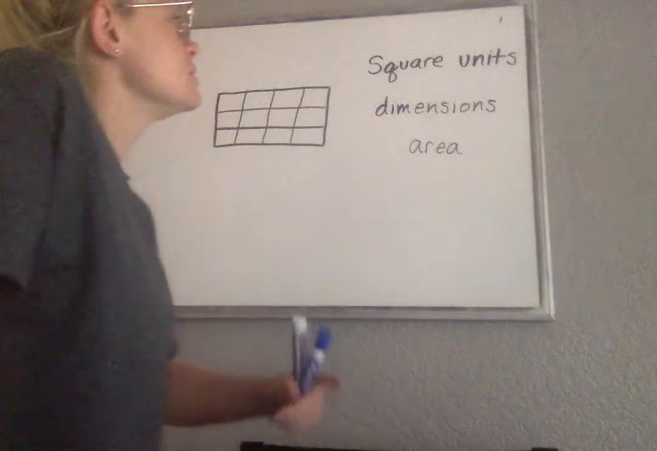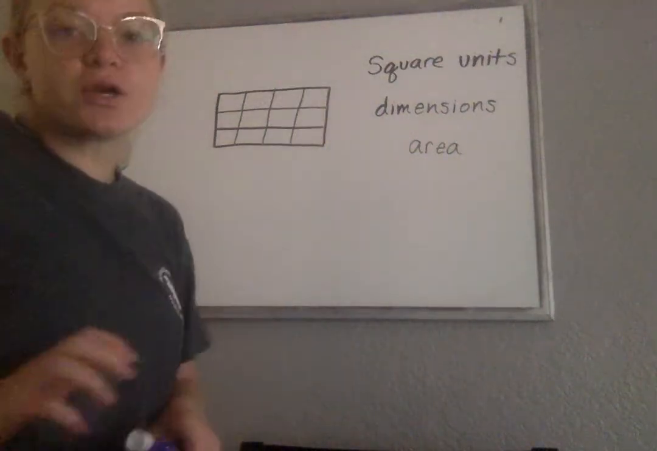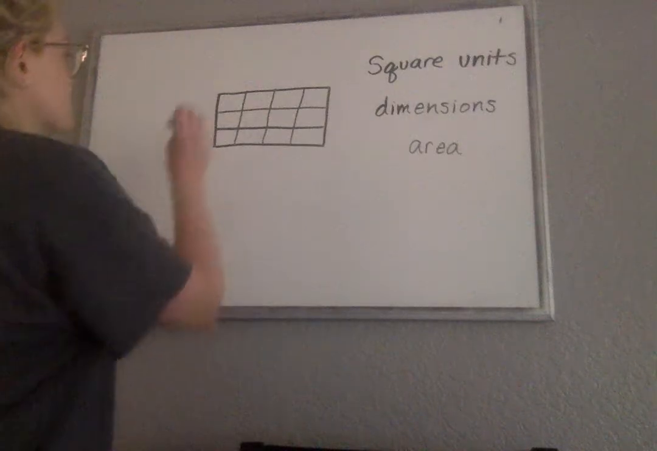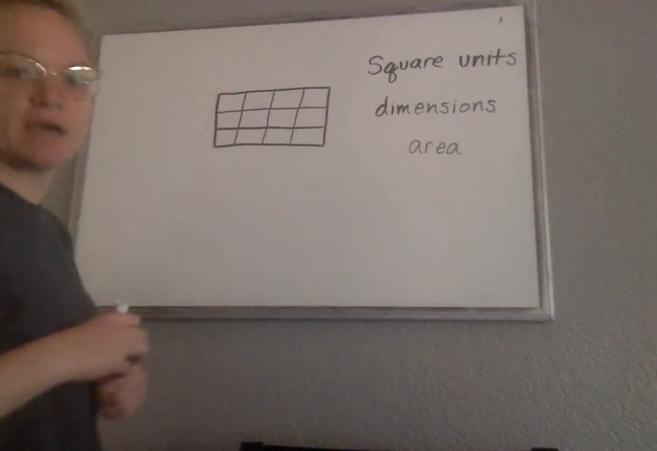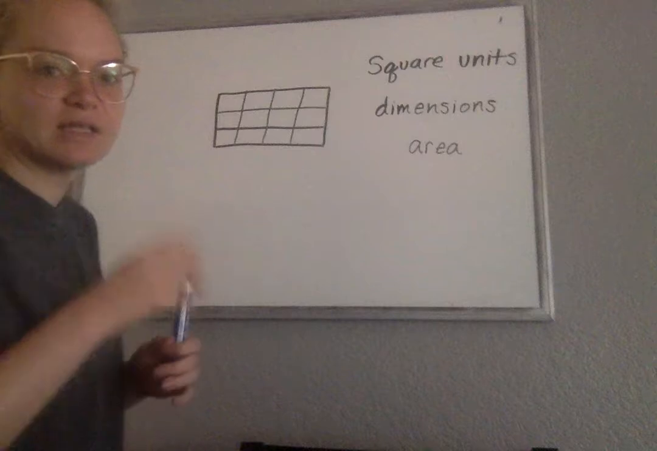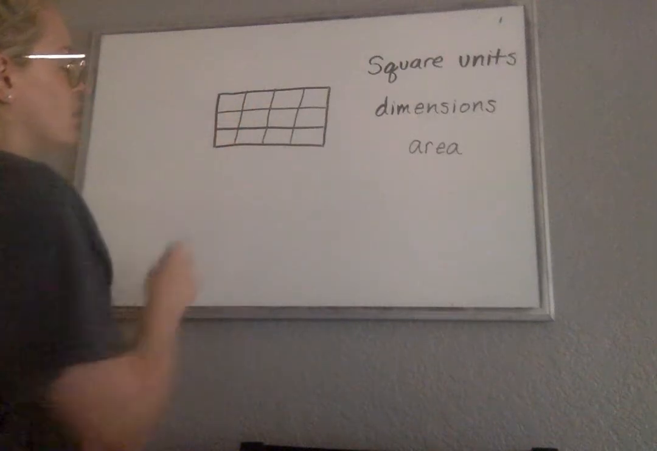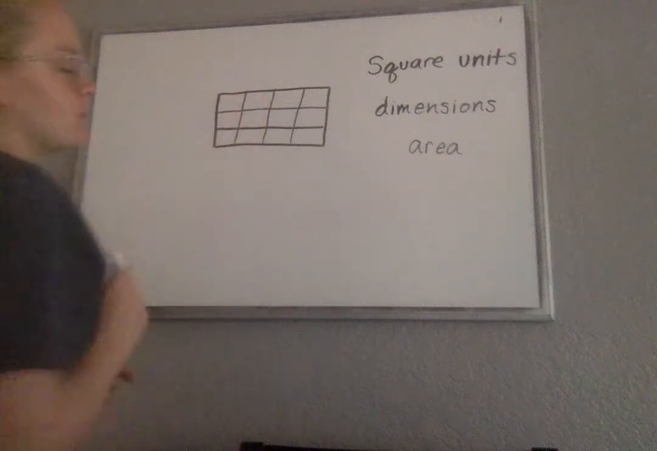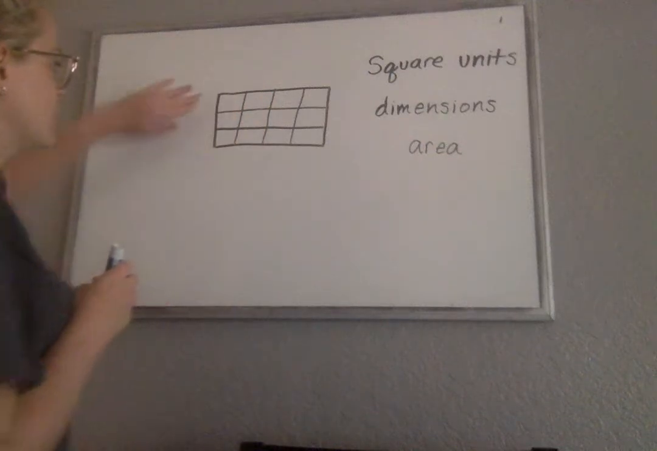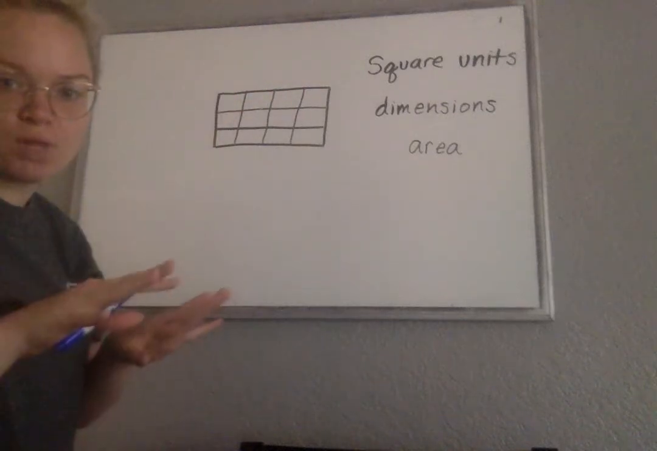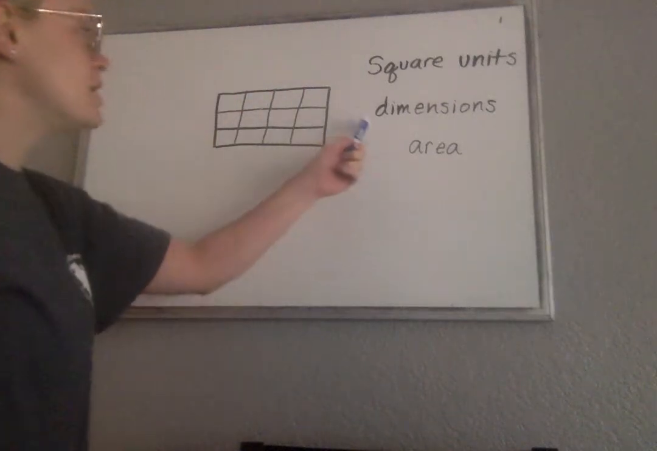So y'all are going to notice the first word I have up here is square unit, okay? So whenever you see the word square unit, that just means one of these blocks. Instead of thinking of them as an individual block, you're going to see that and think, okay, that is one square unit right there. Okay, this one is one square unit. So like I said, one square means one square unit. It's just one block.